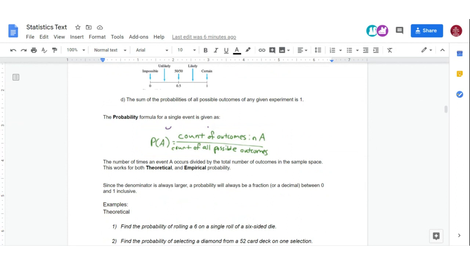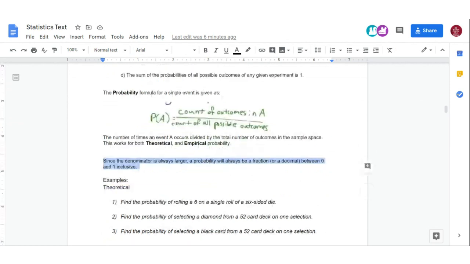All right. So that's the formula for basic probability that you will always use, no matter what kind of probability it is. And as I said before, since the denominator is always larger, a probability is always going to be a fraction or decimal between 0 and 1 inclusive. It's not possible to have something greater than 1. It's not possible to have something negative. All right.